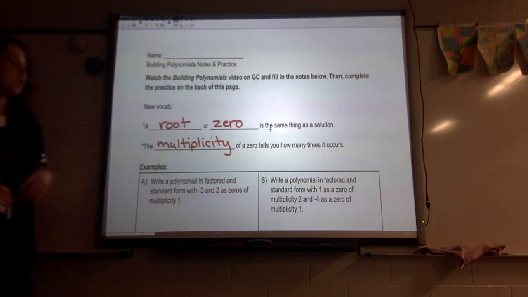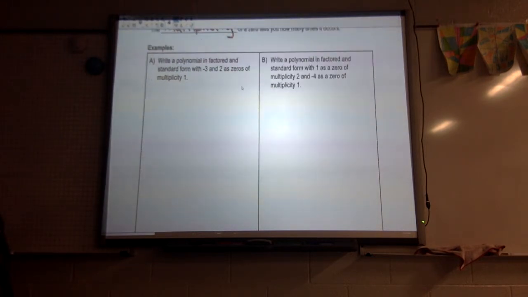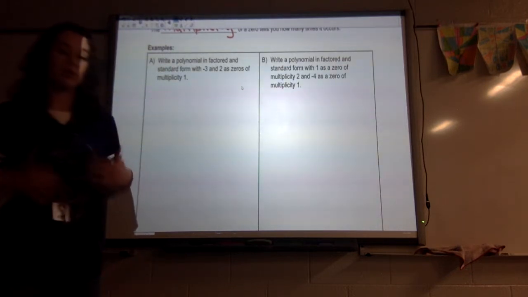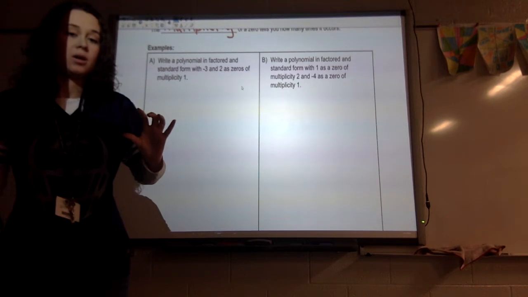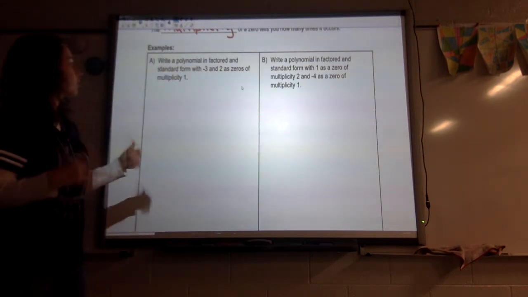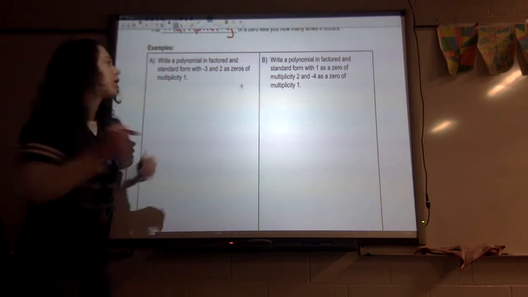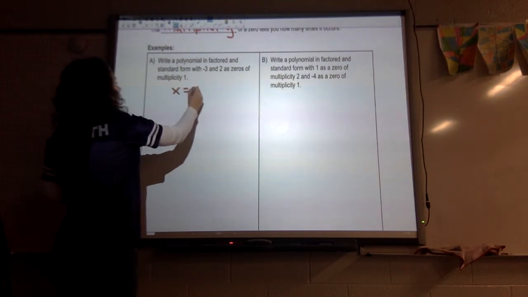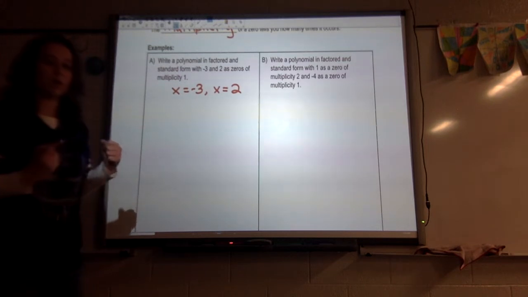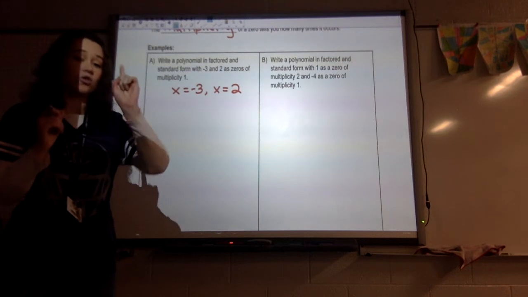So example A says write a polynomial in factored and standard form, and we'll talk about what that looks like, with negative 3 and 2 as zeros of multiplicity 1. So let's break that down. The first thing it tells me is that my zeros, or my solutions, were negative 3 and 2. So what that means is when I solved the equation, I got x equals negative 3, and I got x equals 2. Okay? That multiplicity 1 tells me that I got them each one time.